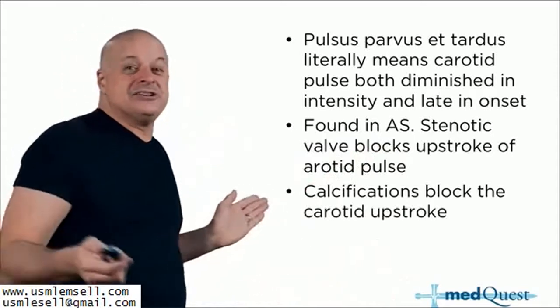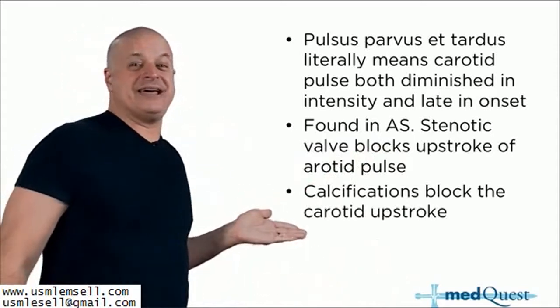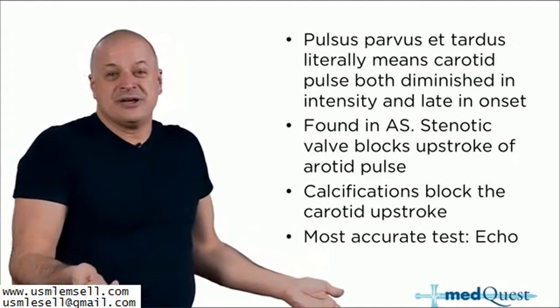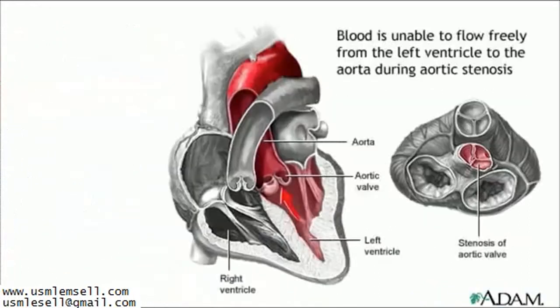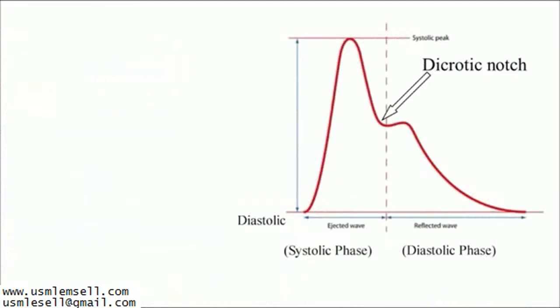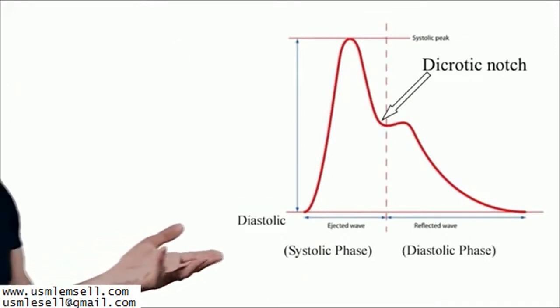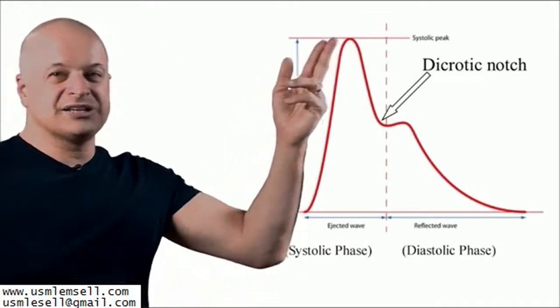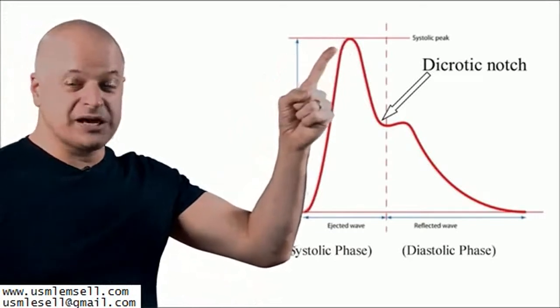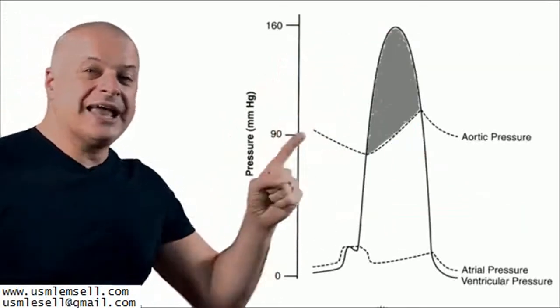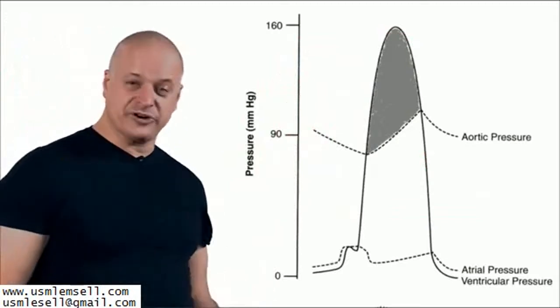Calcified aortic valve blocks the carotid upstroke. As they say, BFD. Okay, and here it is. It blocks it. Blood's unable to flow up because it's stenotic. Pretty picture. So it's blocked, it's blocked, it's blocked. This gets slower and later and slower and later. That's it. That part is blocked. And it's a sign also of valve gradient.